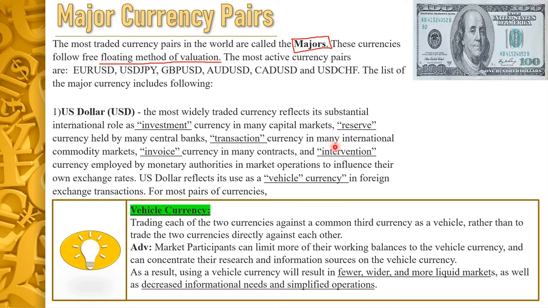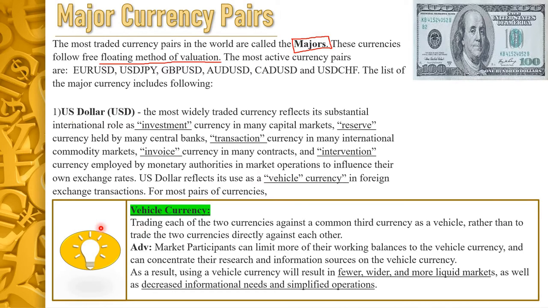an intervention currency, because it is used by many monetary authorities as well in order to influence their own exchange rate in open market operations; and the major role that USD plays is that of a vehicle currency in foreign exchange transactions.